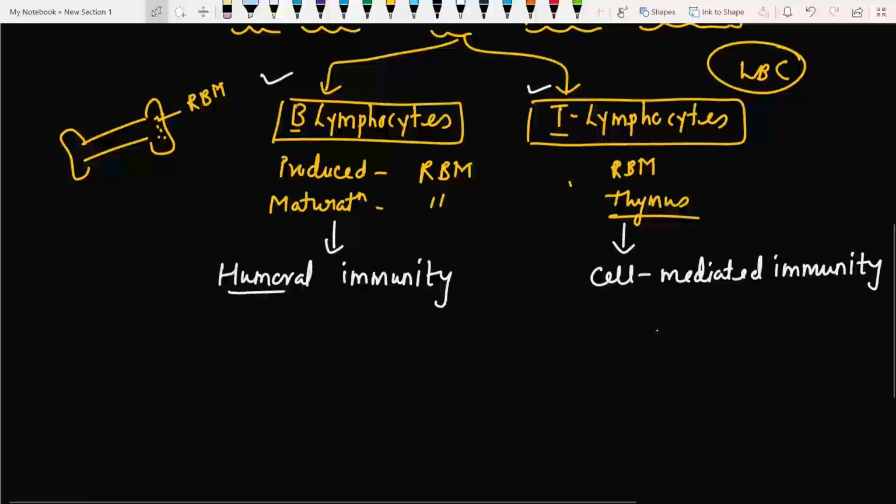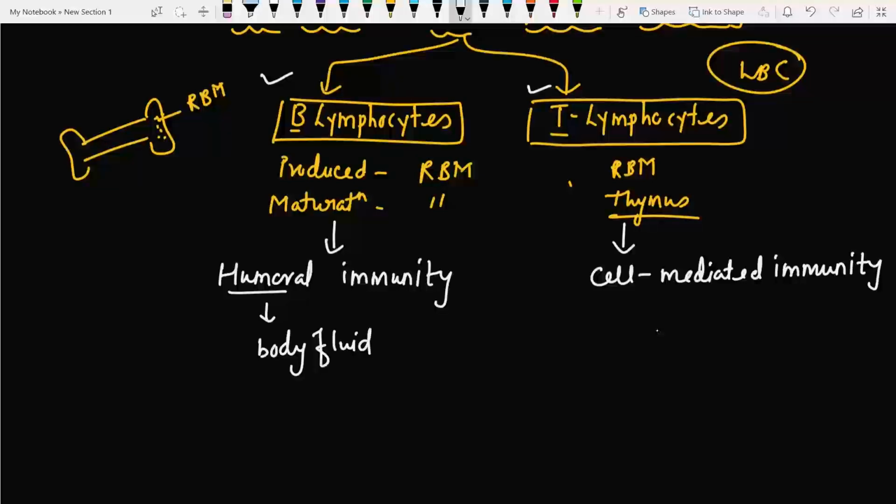So what does it mean? What is the meaning of humoral immunity? Humoral means the thing secreted by the B lymphocyte is a kind of protein, that is antibodies, which are very specific for the antigen, and it is released in the body fluid. So humor basically means body fluid, and body fluid means blood or lymph.